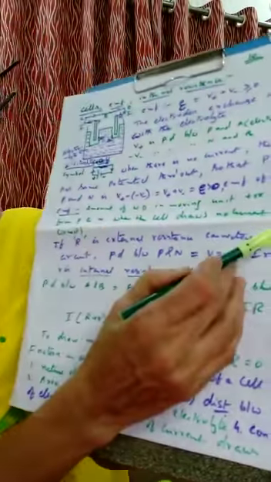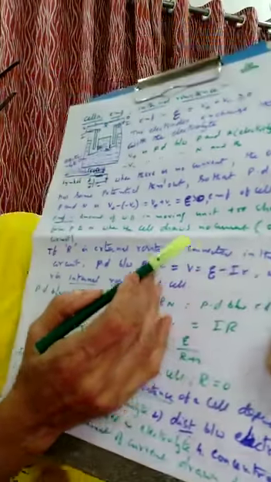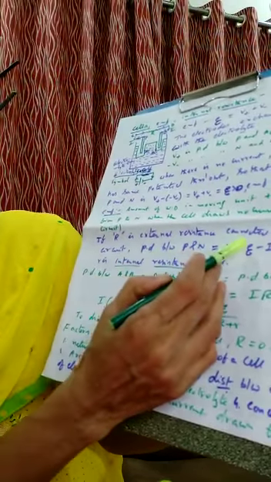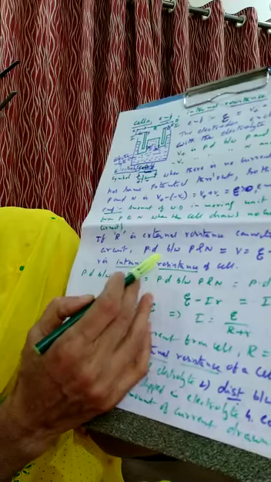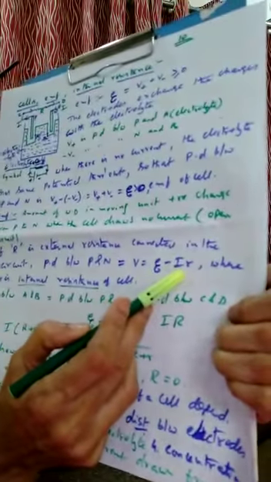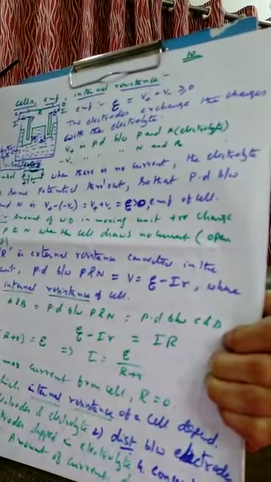That is called EMF of the cell, and the unit is same as that of potential, that is volt is the unit of EMF here. So if R is the external resistance connected in the circuit, then PD between P and N is V equal to E minus Ir, where small r is internal resistance of the cell.